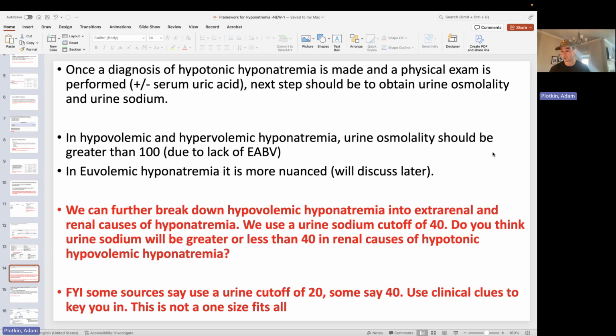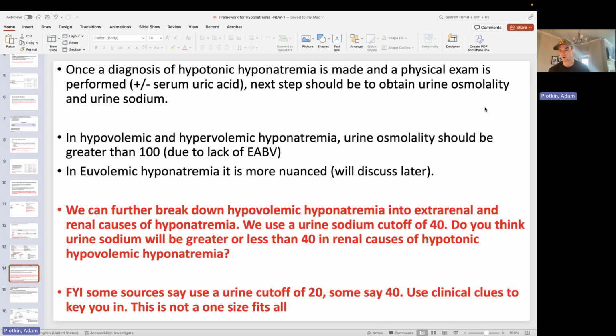Euvolemia is a little bit more nuanced, so we're going to talk about that coming up. But in hypovolemic and hypervolemic hyponatremia, when we have a lack of forward flow, ADH is going to be really high, my RAS system is going to be really high, and we're ultimately going to get the reabsorption of more water than solutes because of our ADH, okay? And it's going to leave more of those solutes in my urine, so my urine osmolality should be greater than 100, okay? So we can further break down hypovolemic hyponatremia into extrarenal and renal causes.